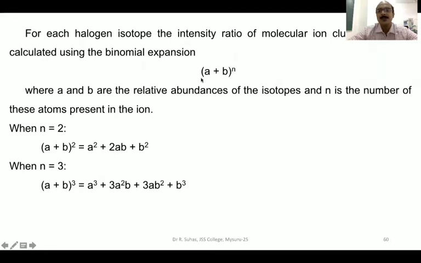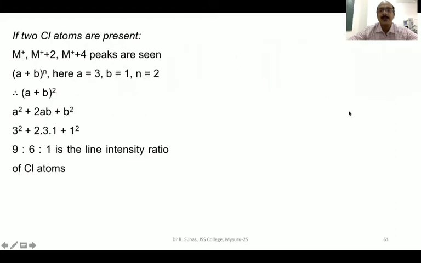When n becomes 3, it becomes (A + B) whole cube, whose expansion is A cube plus 3A square B plus 3AB square plus B cube. Like that, you can calculate for any number of atoms present in the molecule. Now, we will go for some solved exercises.